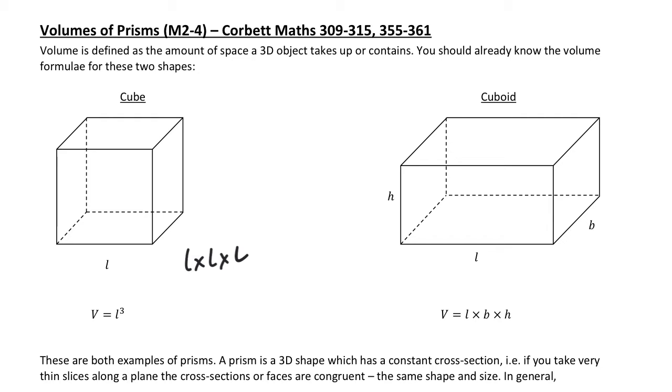A prism is a 3D shape which has a constant cross section. So if we were to cut the cube along the horizontal plane, then every time we take a slice they will look exactly the same, and that would be the same for any plane that we cut the cube on. So we could do it along the vertical plane or along the diagonal plane. And similarly with the cuboid, we could take very thin slices off the top and it would always give the same rectangle. So when the cross sections or the faces are all congruent, the same shape and size, then we have a prism.